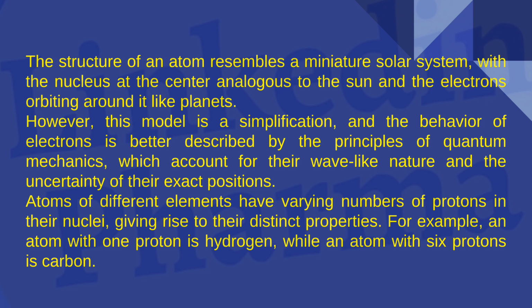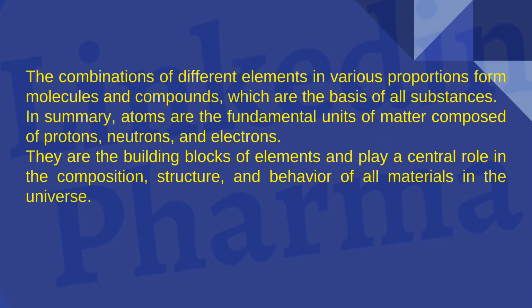Atoms of different elements have varying numbers of protons in their nuclei, giving rise to their distinct properties. For example, an atom with 1 proton is hydrogen, while an atom with 6 protons is carbon. The combinations of different elements in various proportions form molecules and compounds, which are the basis of all substances.